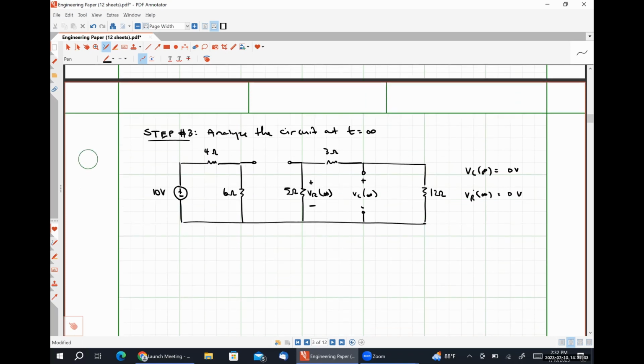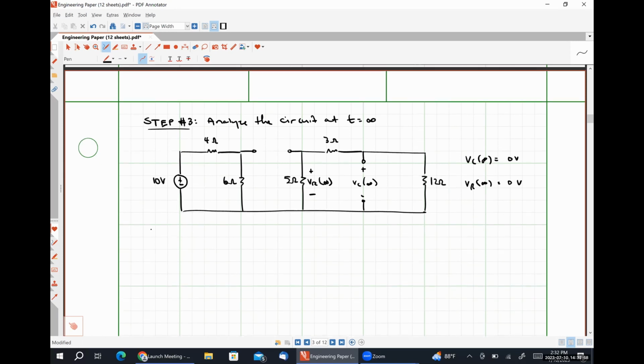Just as a bit of foreshadowing, after we wrap this problem up, we are going to investigate what happens when we leave sources in, when the switch changes states. So that's why we're analyzing the circuit at t is equal to infinity. It will actually give us values that aren't 0.